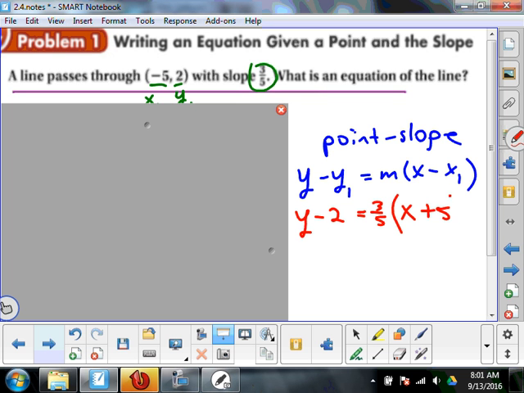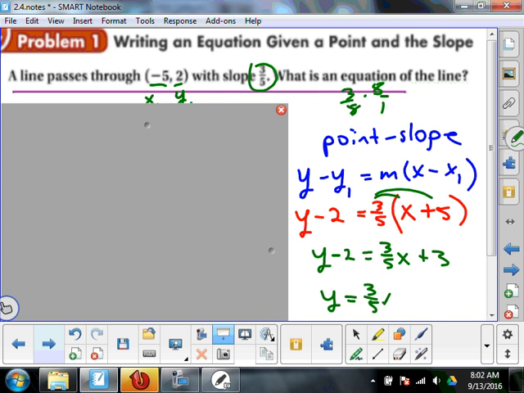All right. So PEMDAS. Multiply, we'll distribute that. That's going to be 3/5 x. When I multiply that 3/5 by 5, I think we saw what happened earlier, right? What's that going to be? 3, so that's going to be a plus 3. And that's what y minus 2 equals. One more thing to do. What's that? Add the 2 to both sides. So we add 2 and we get y equals 3/5 x plus 5.